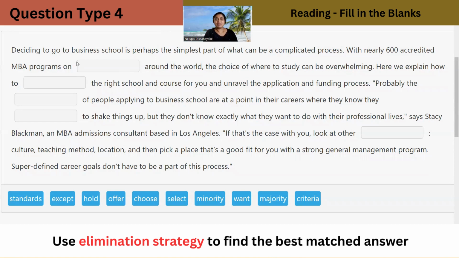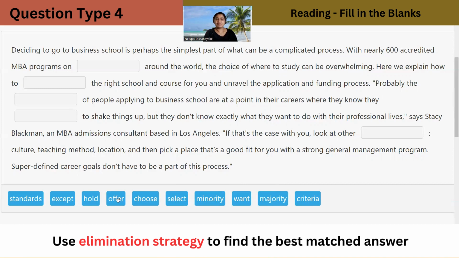So now let's see what can be the answer. MBA programs on standard around the world, not matching. Except around the world, it doesn't match. Hold around the world, offer around the world, programs on offer around the world. We will keep that one. Choose around the world, the choice of where. Along with this word on, choose doesn't match. On choose, on select, on minority, on want, on majority criteria.